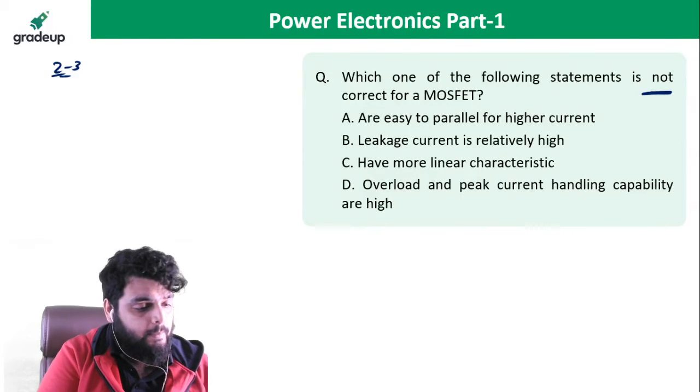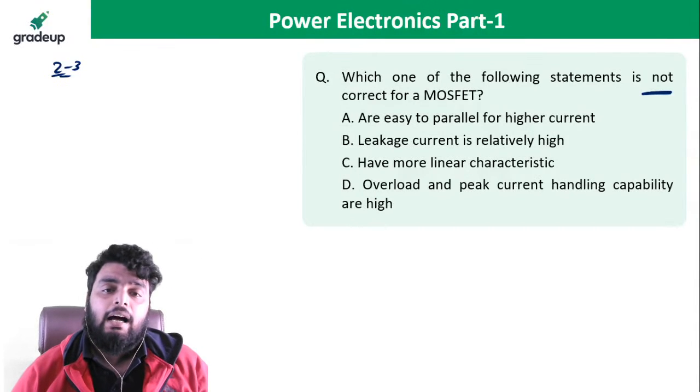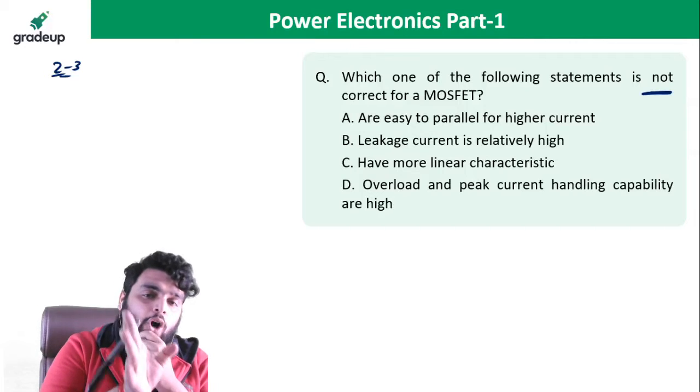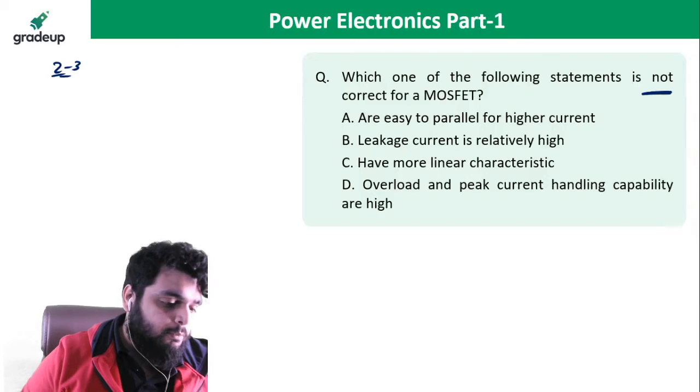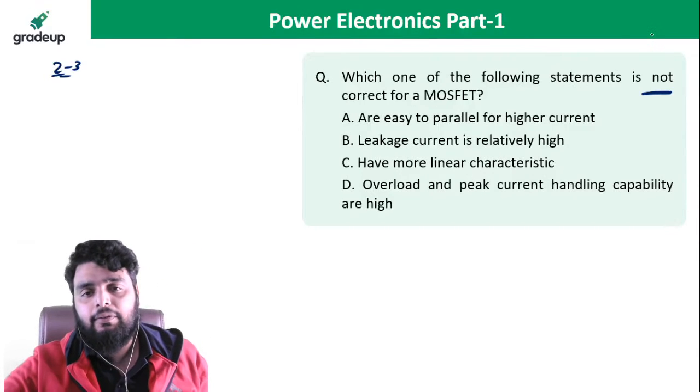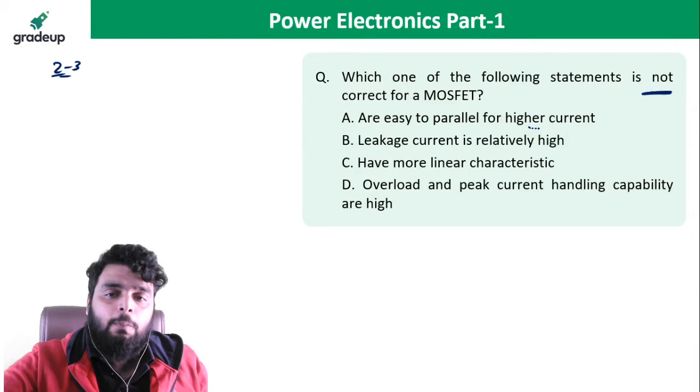Okay. Everyone has given the answer. Let me give you the solution for this. The question is, which one of the following is not the characteristic? It means out of these 4, 3 will be correct for a MOSFET. So we will start with the first option: MOSFETs are easy to parallel for high current. Okay, this is correct.